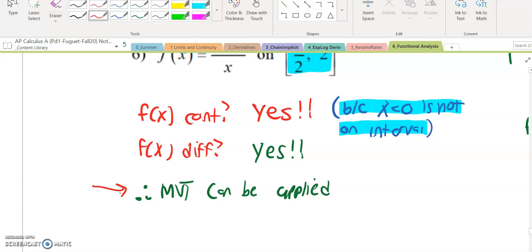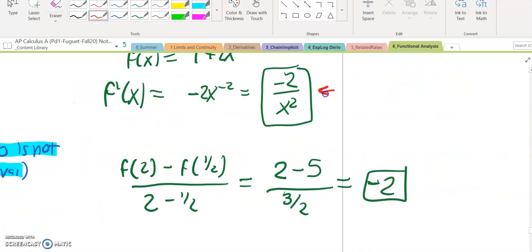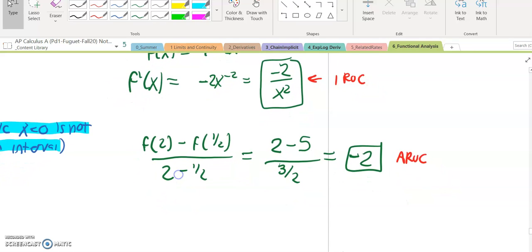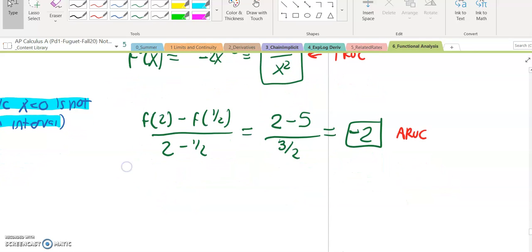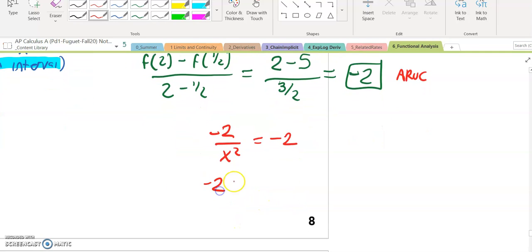We can apply the fact that the instantaneous rate of change will equal the average rate of change. Here's my instantaneous rate of change. Here's my average rate of change. So all I'm going to have to do now to verify the mean value theorem and find these values that are satisfied with it is set these two things equal to each other. And so when we solve this, we're going to get -2 equals -2x squared. That's 1 equals x squared. X is equal to plus or minus 1.